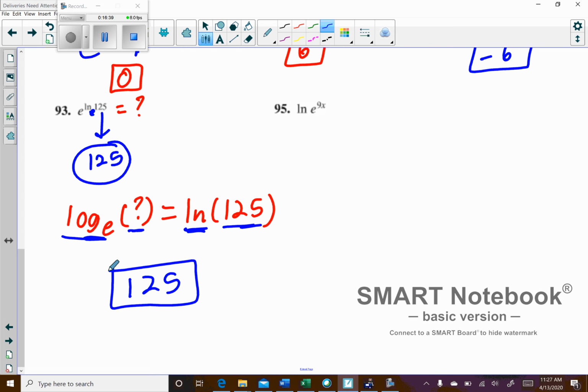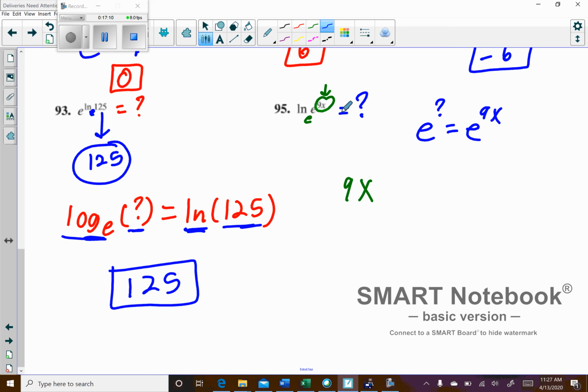Okay, and then our last one, 95. So once again, since our base matches what's being evaluated and we have an exponent, the answer is the exponent, which is going to be 9x. And kind of like the previous problem, if you wanted to convert this from log form to exponential form, you would say, okay, e to what power equals e to the power of 9x? Well, the unknown must be the 9x, so I'm just converting it.